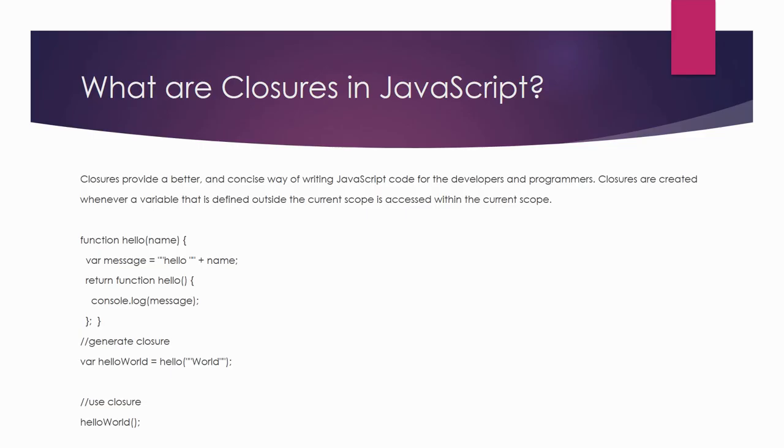Second is what are closures in JavaScript. Closures provide a better and concise way of writing JavaScript code for developers and programmers. Closures are created whenever a variable that is defined outside the current scope is accessed within the current scope. Let's just take an example. We consider one function named hello and we are passing the argument name. Then we can write the variable message hello, then concatenate with the name, then we will return a function, and in that we can write console.log and print the message. Then this is the function.